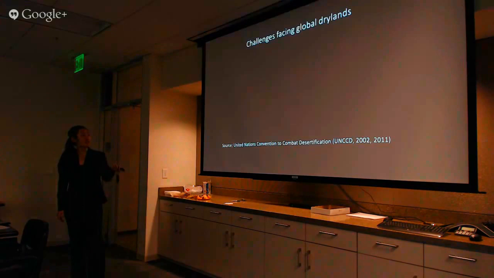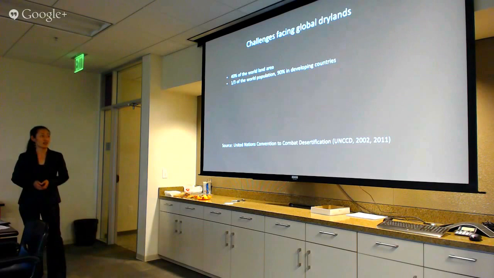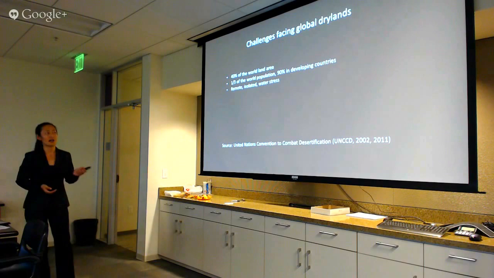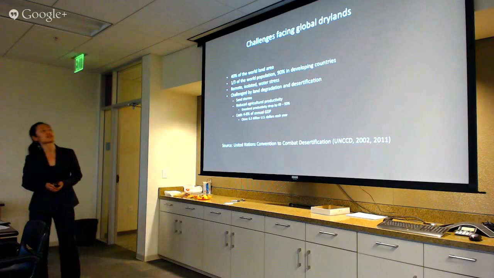Actually, it accounts for 40% of the world land area. It supports one third of the world population, and 90% of them are in developing countries. These areas, if you think back to the map, are mostly remote, isolated, and facing water stress. And one of the major challenges global drylands are facing nowadays is land degradation and desertification.